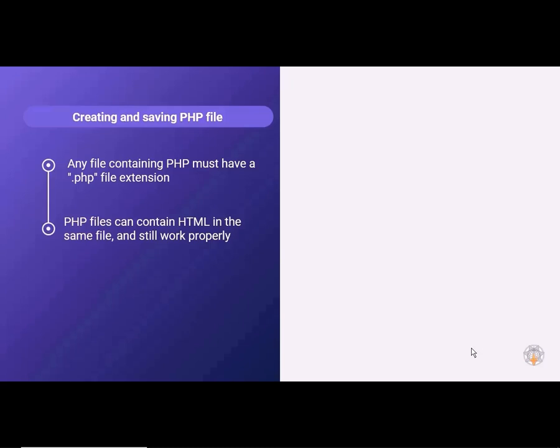Creating and saving a PHP file. First part, any file containing PHP must have a .php file extension. Whenever we write code in PHP, we need to save that file, and that file's extension must be .php. That is necessary. Second, a PHP file can contain HTML in the same file and still work properly.